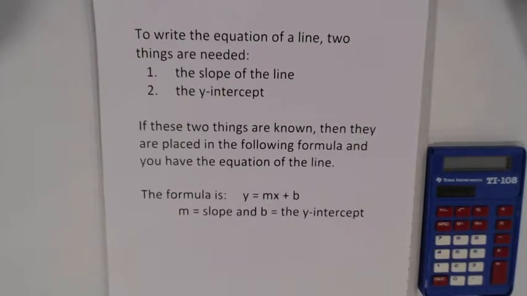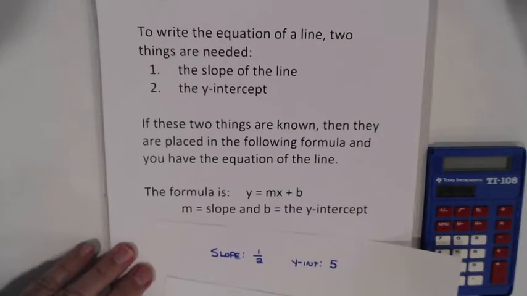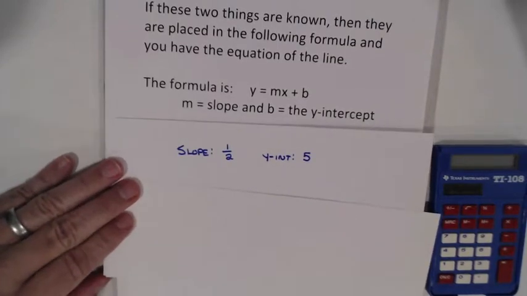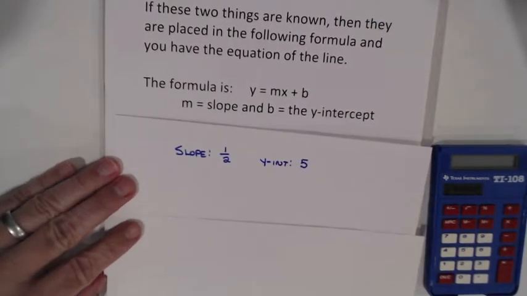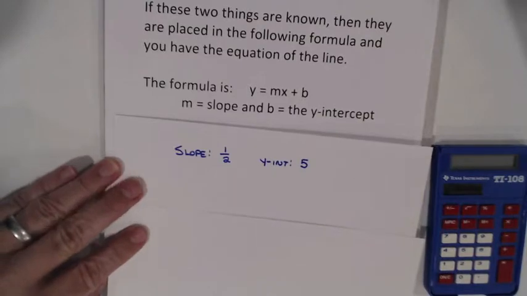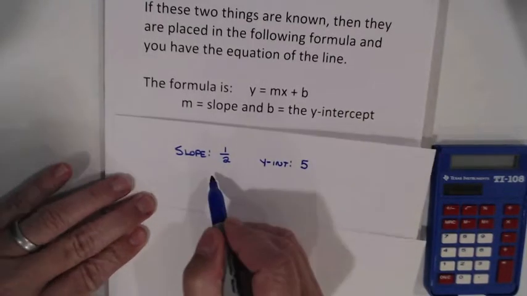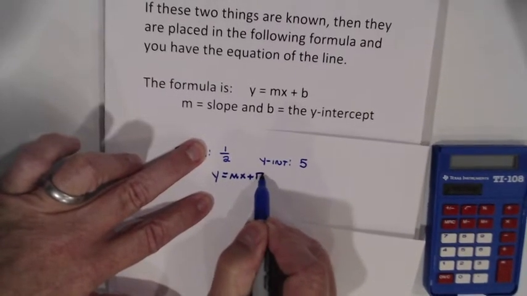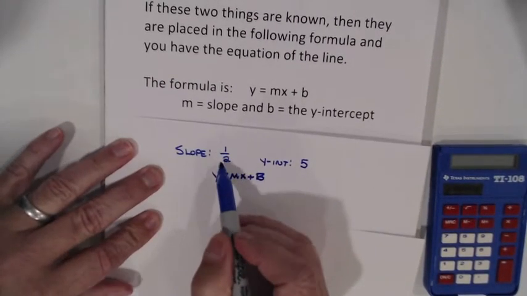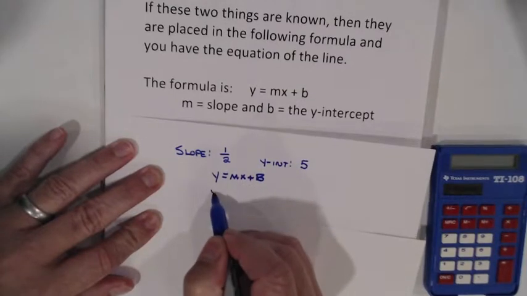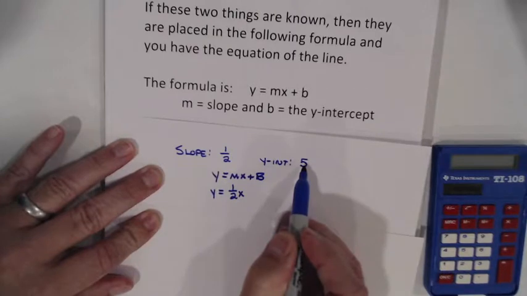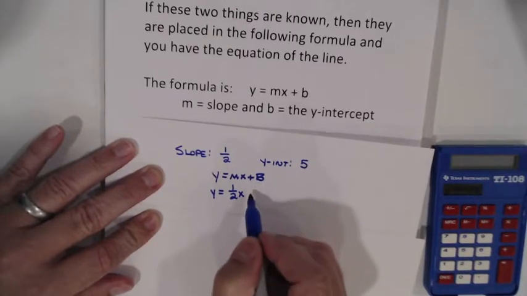So, an example of this would be me taking something like this information. However I got it, I've got the slope and I've got the y-intercept. The only thing I have to do is plug it into the right spots in this formula. Y equals mx plus b. I simply take the slope and put it in this spot right here. Y equals 1/2 x. And then I take my y-intercept and I simply put it right there.